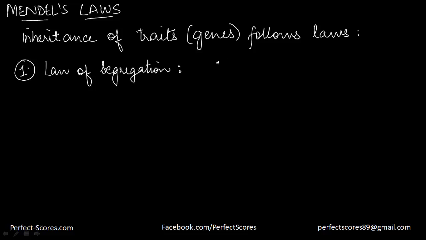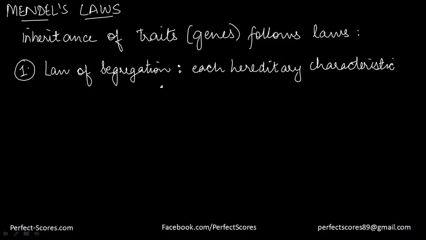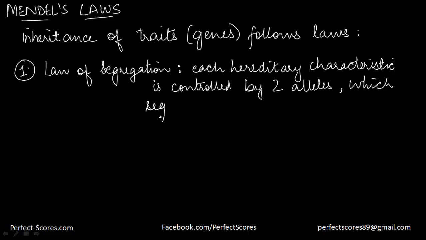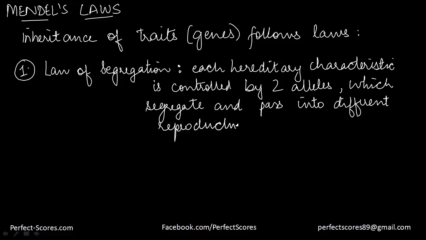Now, according to this law, for each hereditary characteristic, there is control by two alleles. So each hereditary characteristic is controlled by two alleles, and these alleles segregate and pass into different reproductive cells. So that was his law. The reproductive cells, what we call gametes.